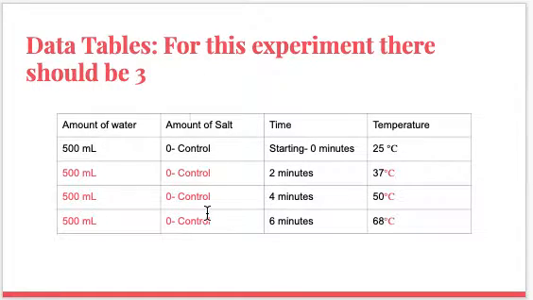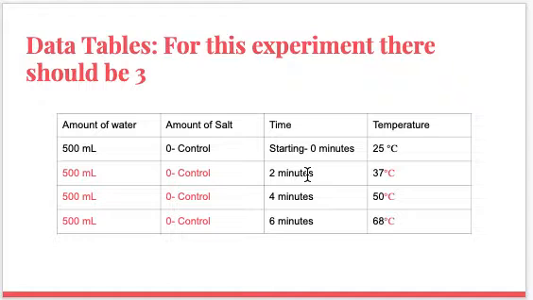The amount of salt was 0 in my table, and I wrote "control" just to keep it clear in my own mind. The time is the time that I took the temperature. So the starting time was 0 minutes, before it started boiling, and I wrote that it was 25 degrees C on my thermometer.